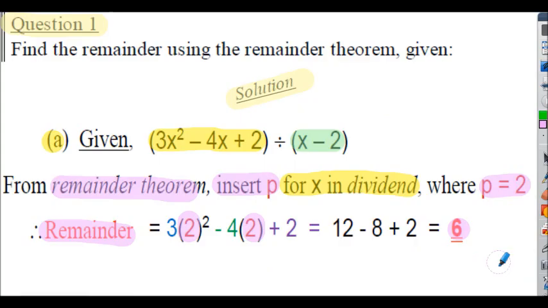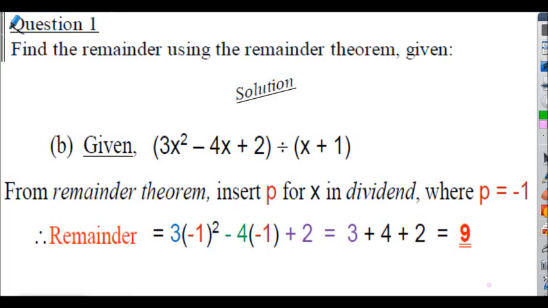I'll let you review all following solutions at your own pace. And question 1, solution to part B, shown here. The remainder is 9. Notice again here the change of sign between divisor and p.